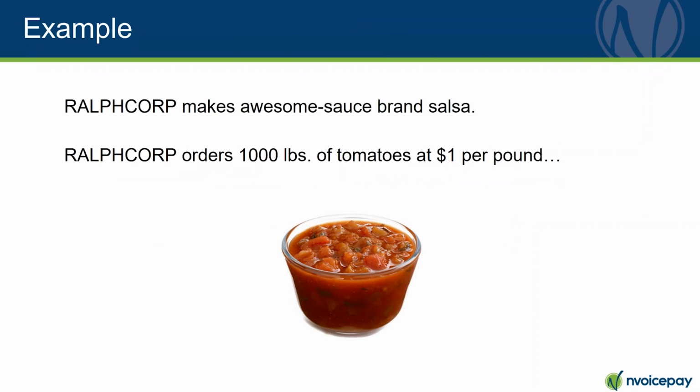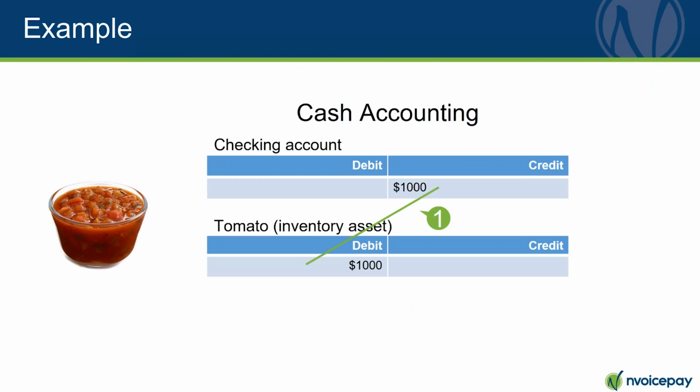Let's try a different example. Here at Ralph Corp, we make salsa. A single batch of our awesome sauce requires about 1,000 pounds of tomatoes. I buy some from a vendor at $1 per pound. Our books would balance immediately because I paid for those tomatoes on the spot. I'd cut a check and get to making my salsa.